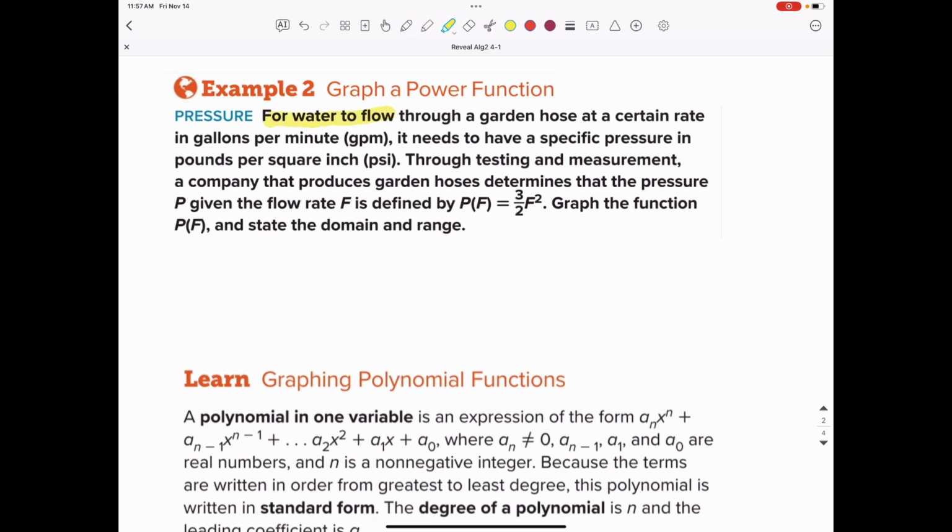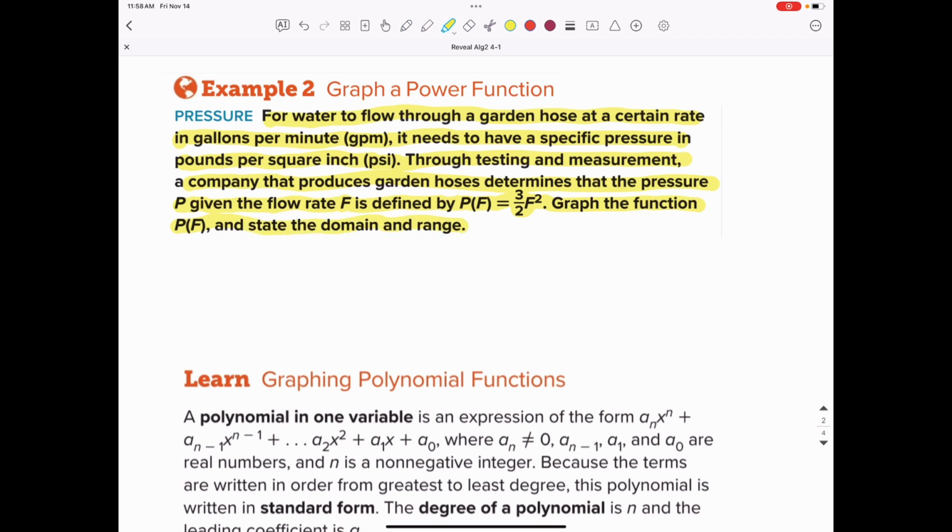So this one says pressure. For water to flow through a garden hose at a certain rate in gallons per minute, GPM, it needs to have a specific pressure in pounds per square inch, which is abbreviated PSI. Through testing and measurement, a company that produces garden hoses determines that the pressure P given the flow rate F is defined by P of F equals 3/2 F squared. Graph the function P of F and state the domain and range.